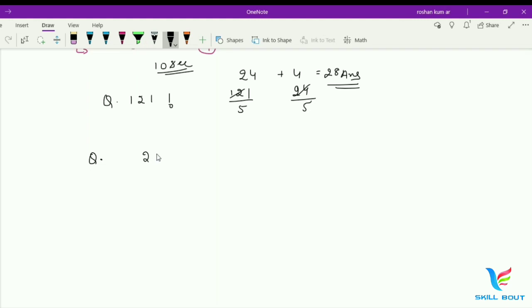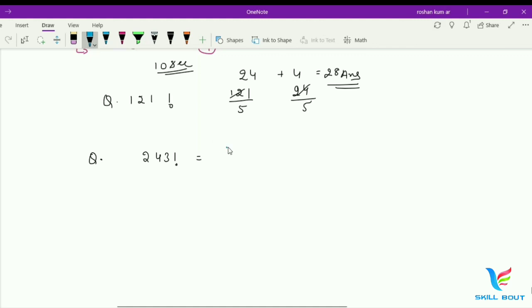I have 243 factorial. How many zeros will be there in 243 factorial? This is the last practice question of this type. Iske baad main thoda advanced question pe jaunga. I'll go to a difficult CAT level kind of question, where you need to put your brain. Chalo, isme wait nahi karunga.